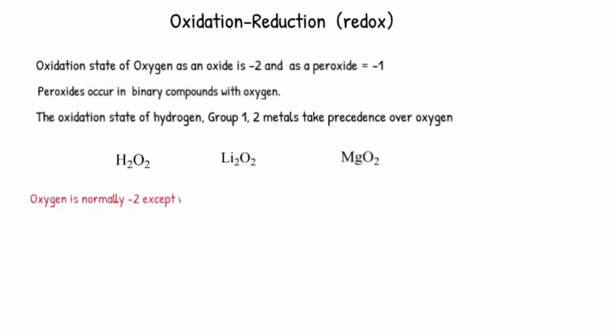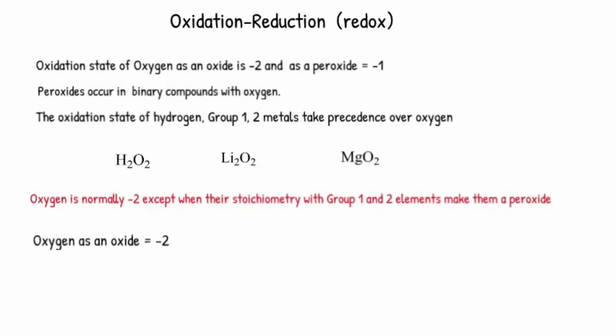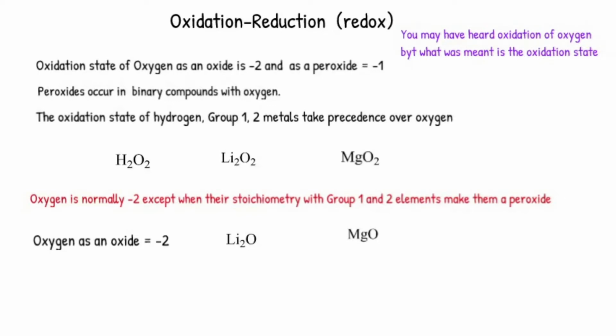Oxygen is normally -2, except when its stoichiometry with group 1 and group 2 elements makes it a peroxide. So here are examples of oxygen as an oxide with a -2 oxidation number: Li2O and MgO.